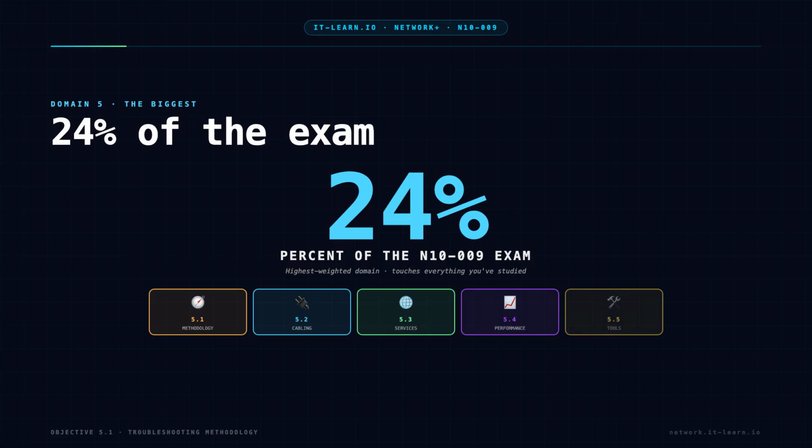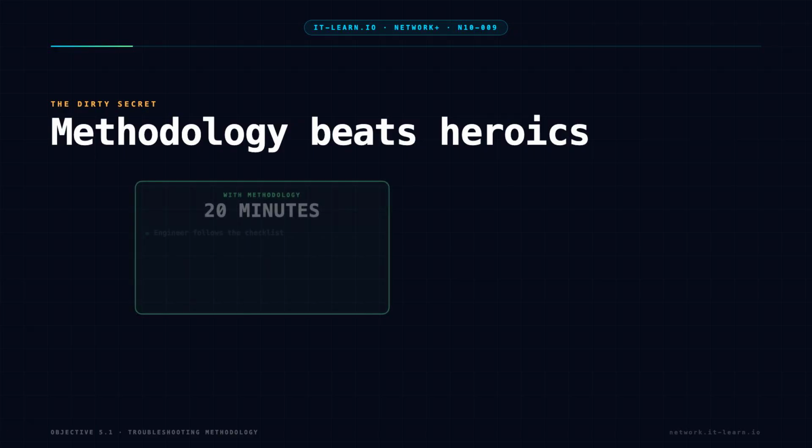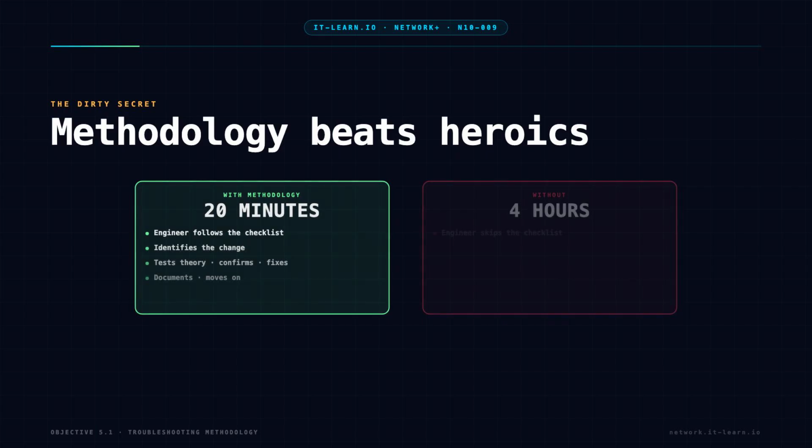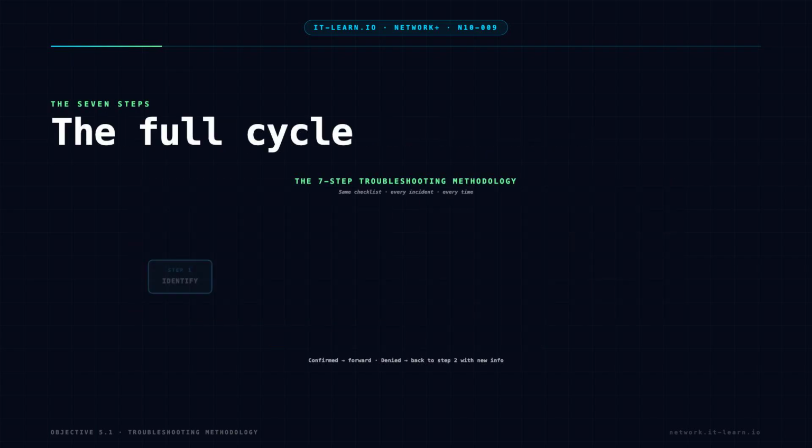Here's the dirty secret of network troubleshooting. The methodology is not glamorous, it's a checklist. But the engineer who follows the checklist solves the problem in 20 minutes. The engineer who skips it spends 4 hours, 3 escalations, and a war room before realizing someone unplugged the cable. The 7 steps. Identify the problem, establish a theory, test the theory, plan the fix, implement or escalate, verify it actually worked, document. Let's break each one down.